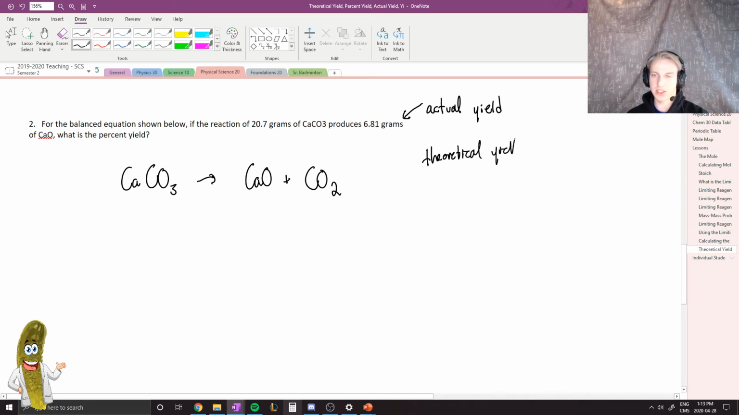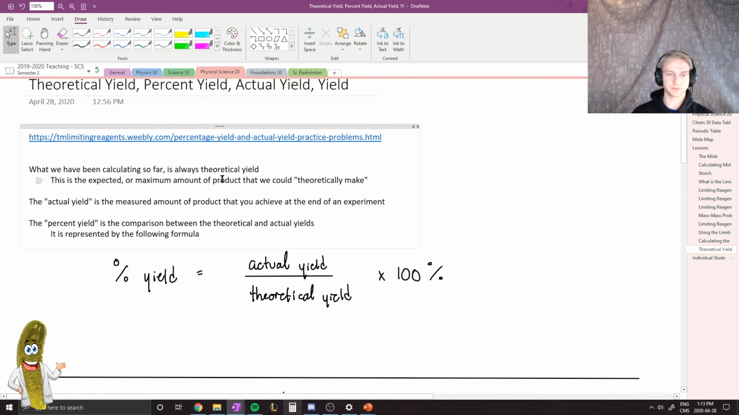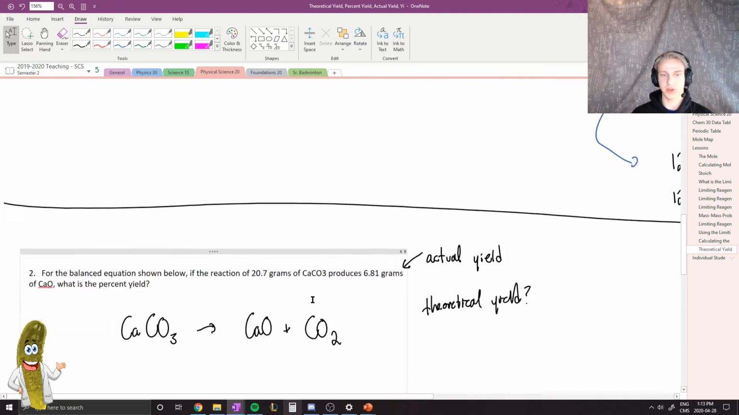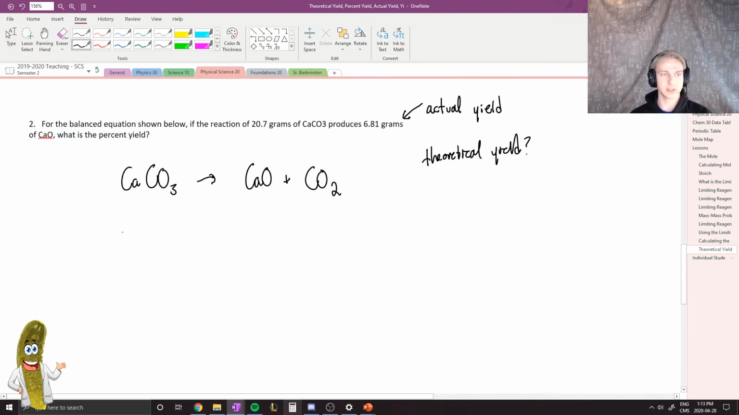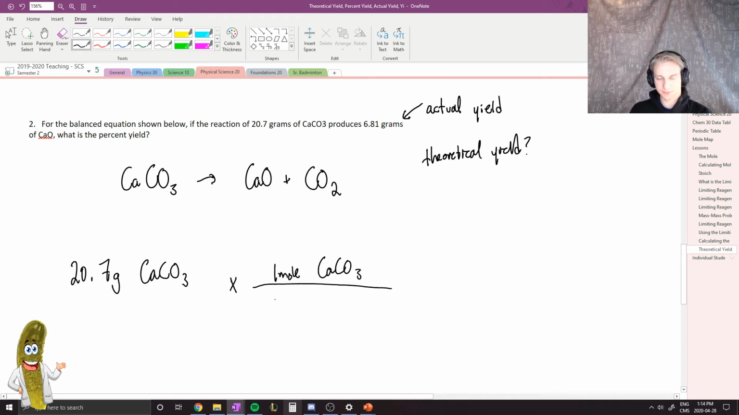So in order for us to calculate the percent yield, which is what this question has asked, we need to figure out the theoretical yield. And in order to do this question, we have to first figure out theoretical yield. So we're going to start this question with the 20.7 grams of CaCO3 times a sign line. I know I'm going to convert into moles of CaCO3.